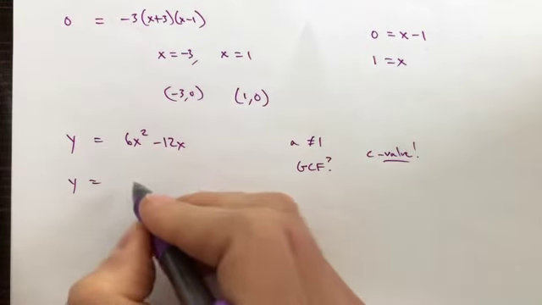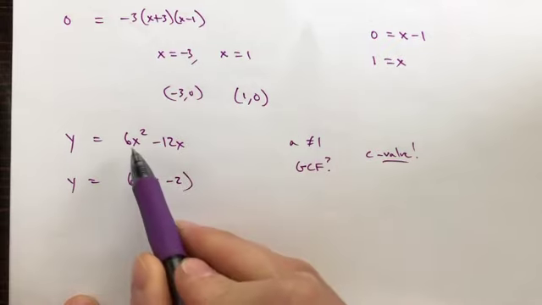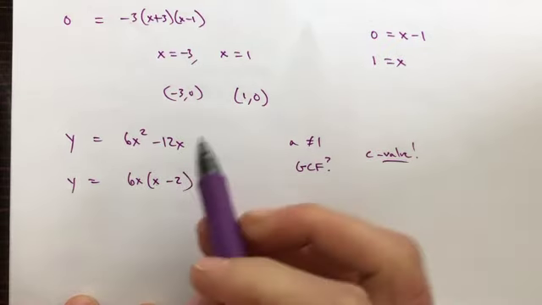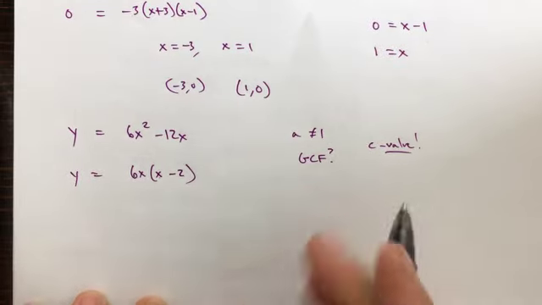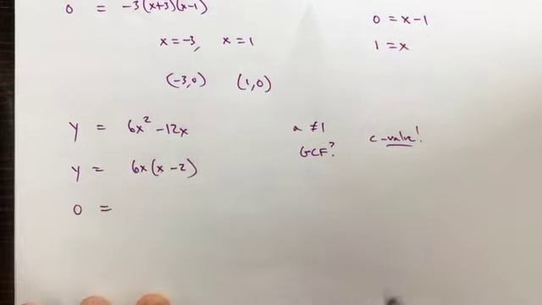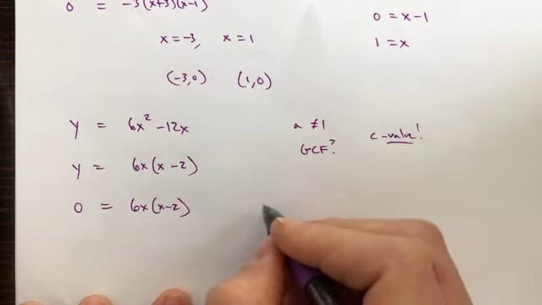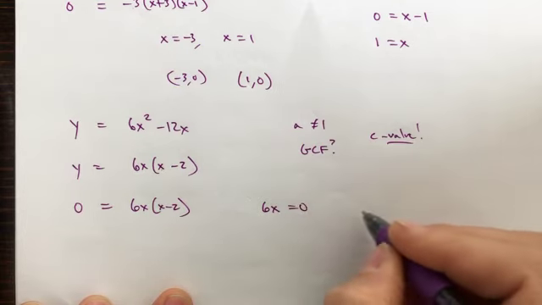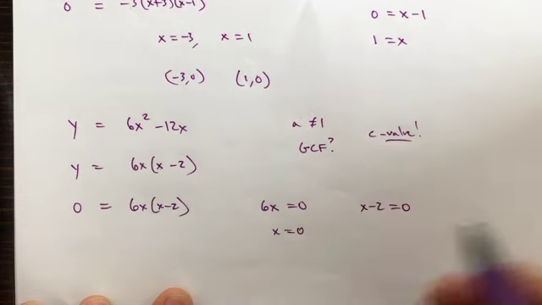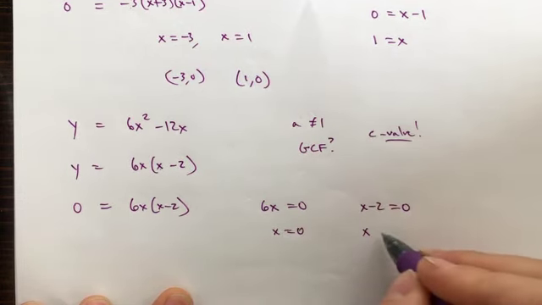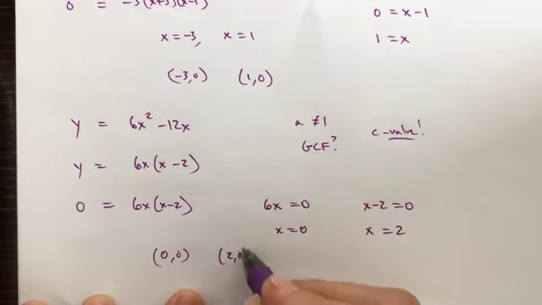Here we'd get y equals 6x times x minus 2, right? 6x times x is 6x squared, and 6x times negative 2 is negative 12x. Now again, zero product property if you want to find your x-intercepts. So if 0 equals 6x times x minus 2, then either 6x equals 0 or x minus 2 equals 0. Divide by 6, x equals 0. Add 2, x equals 2. So your x-intercepts are 0, 0 and 2, 0.